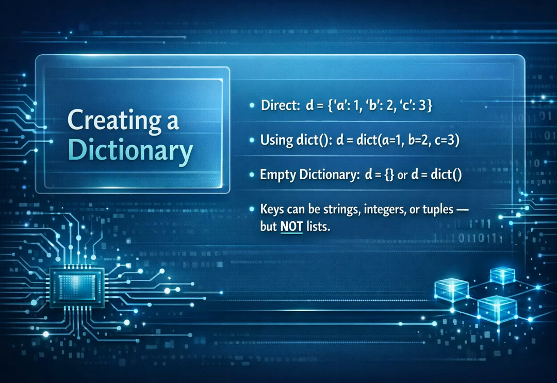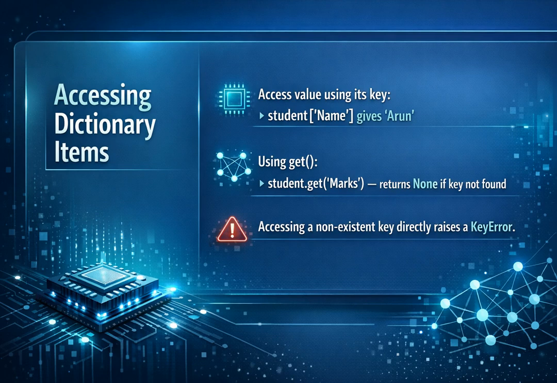Keys in a dictionary must be unique and immutable. If you use the same key twice, the second value overwrites the first. To access a value in a dictionary, use its key inside square brackets. For example, student['name'] gives 'Arun'. The get method is safer because it returns None or a default you specify if the key does not exist, instead of raising a key error like direct square bracket access would.